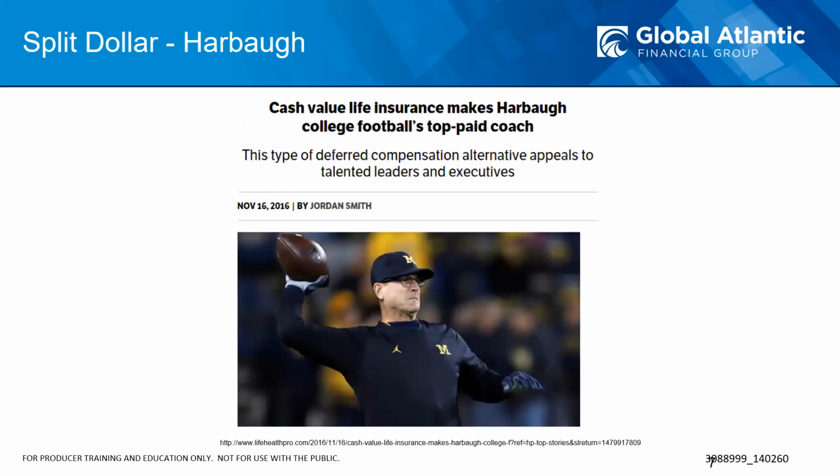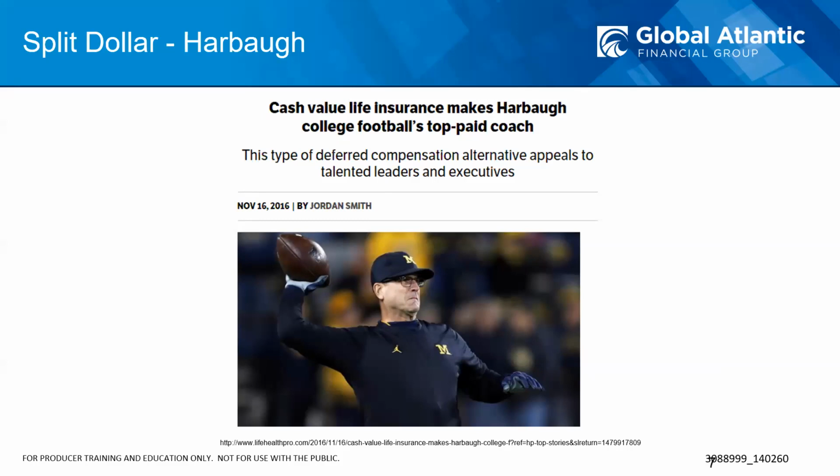Thanks, Eric. Donald, if you could move on. So when you talk about split dollar, it's hard to avoid Jim Harbaugh. You may have heard about this. It's been several years now, but there was some really good press for cash value life insurance. It was great to see, because oftentimes you see some people in the media who are negative against our product. So it was great to see some really good publicity. There were articles throughout newspapers in the country, if you Google it, about Jim Harbaugh using split dollar and cash value life insurance to become college football's top paid coach.